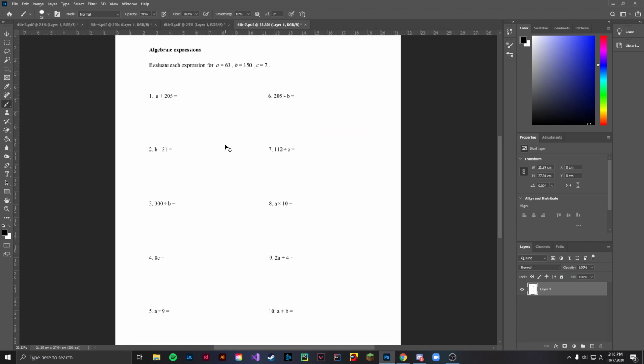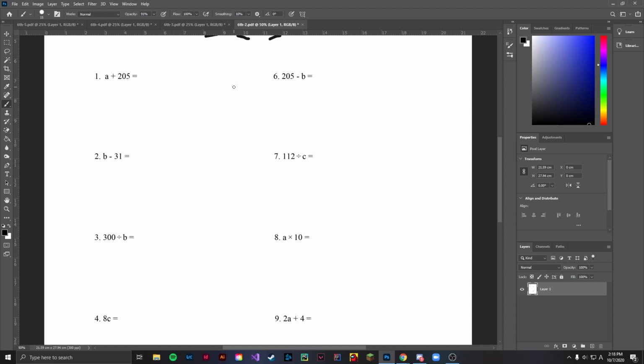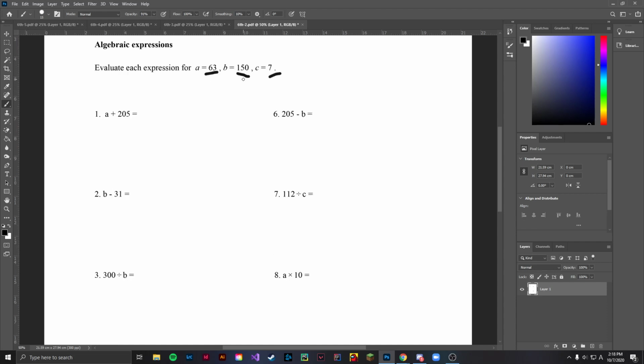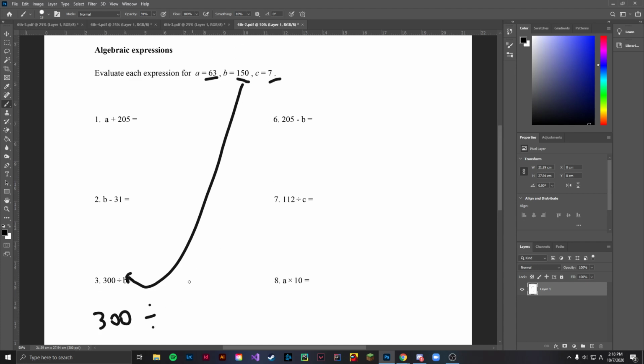Next, algebraic expressions. Evaluate each expression if A is 63, B is 150, C is 7. So this is really simple. You just plug in the number wherever you see a letter. So B is 150. Let's go over number 3. You just plug this in right here and then you rewrite it. 300 divided by, since B is 150, 150. Just do that in your head, because 150 times 2 is 300, so 2.